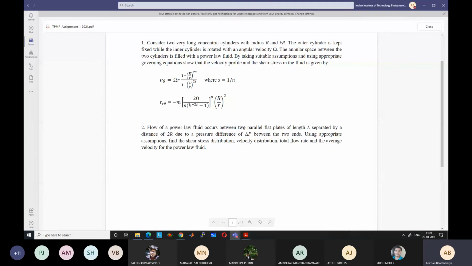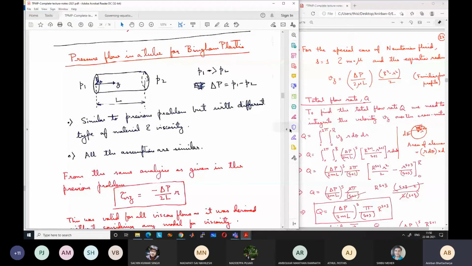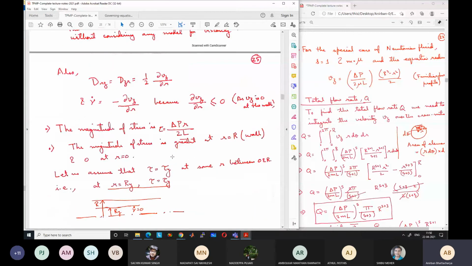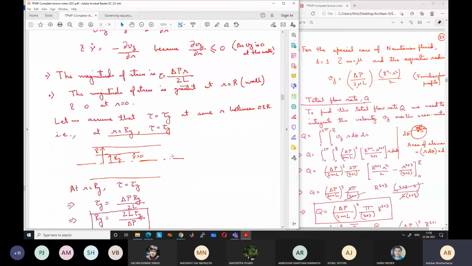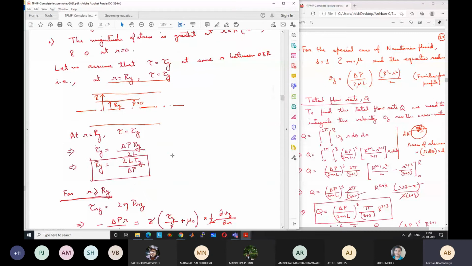You have to submit these two assignments, and it will help you in practicing more problems of this type. You have to follow the exact same procedure that we have followed, starting from the general governing equation, then cancel one by one all the terms, and whatever is left, follow the pattern using the constitutive relation. Any questions?